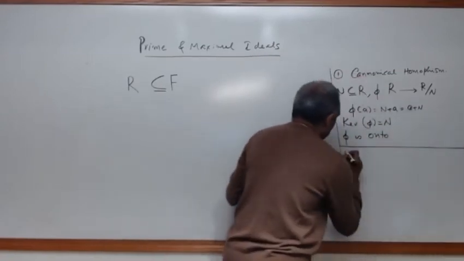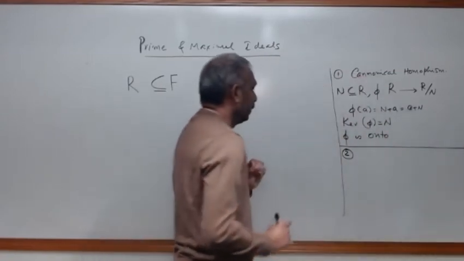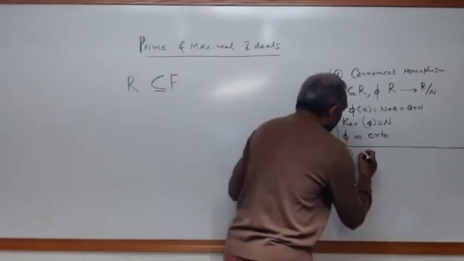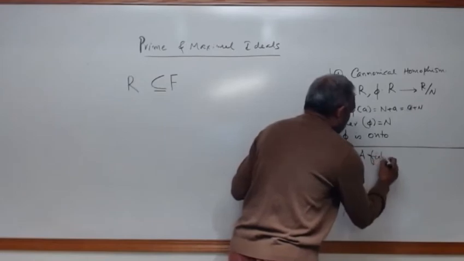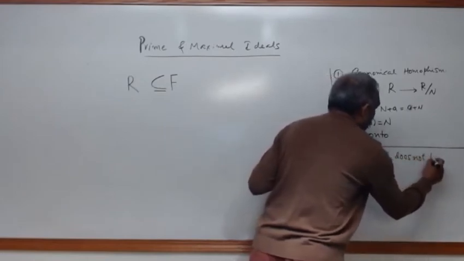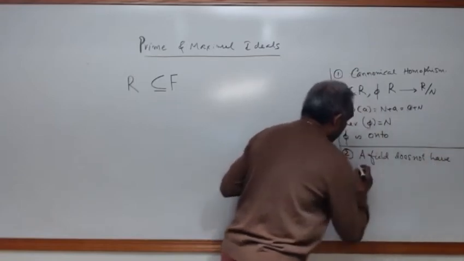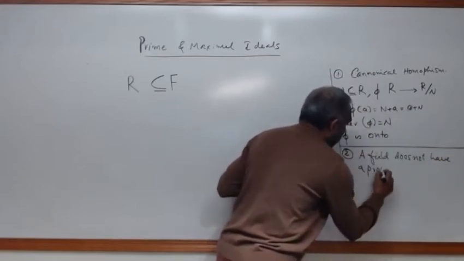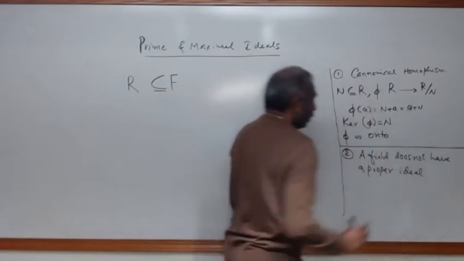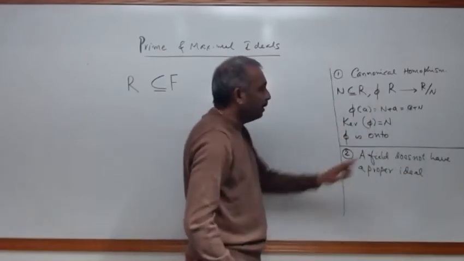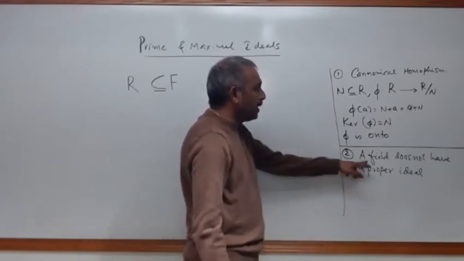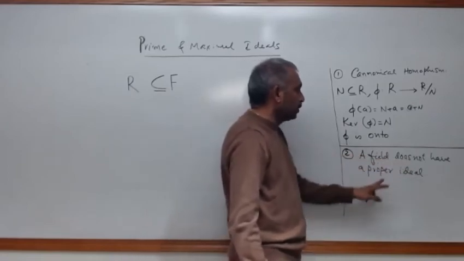Another result which we are going to use is that a field does not have a proper ideal. The only two ideals of a field are the trivial ideal and the improper ideal. There is no proper ideal.